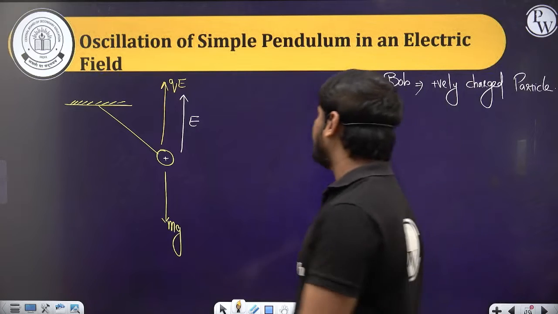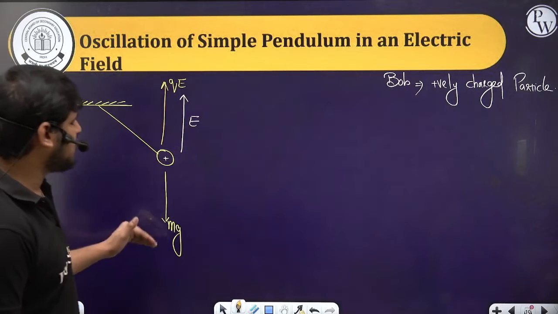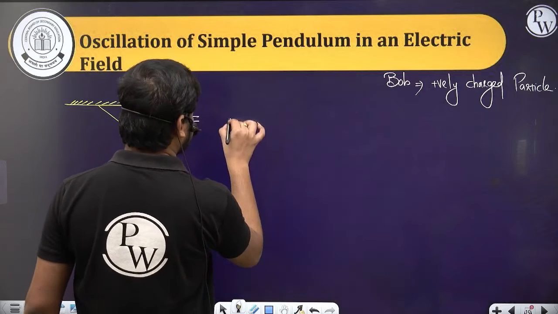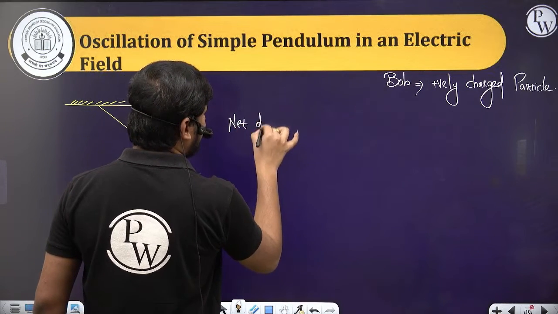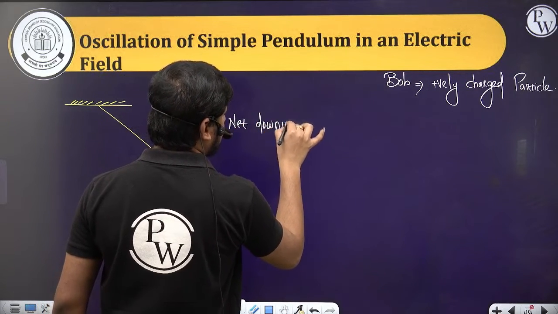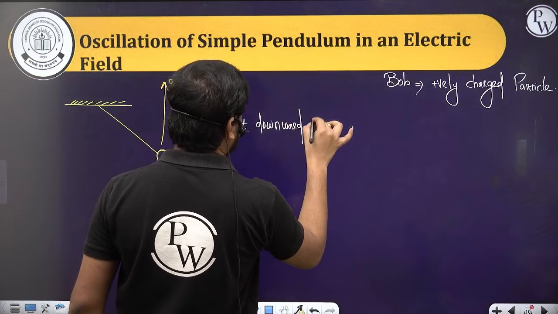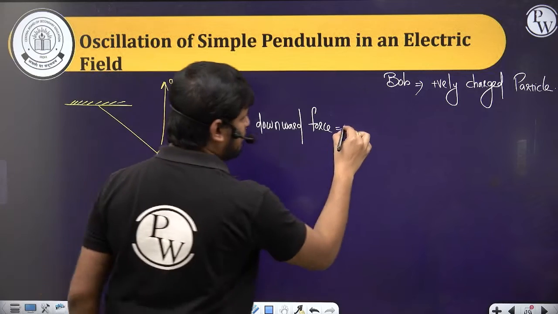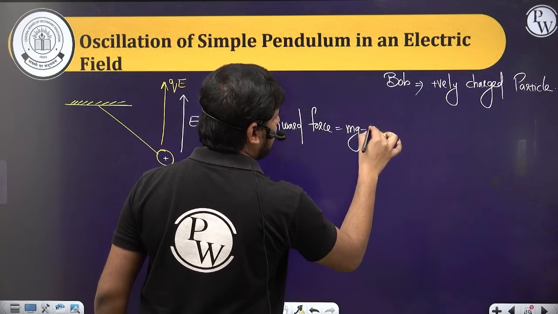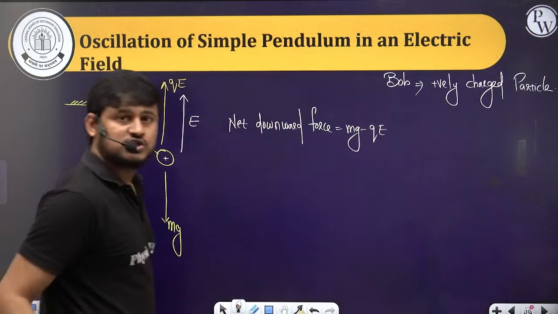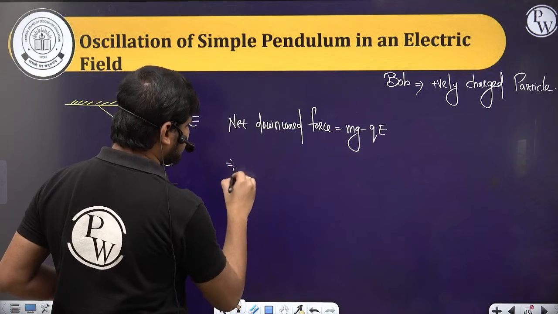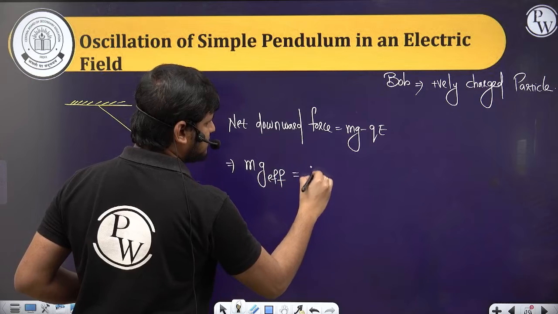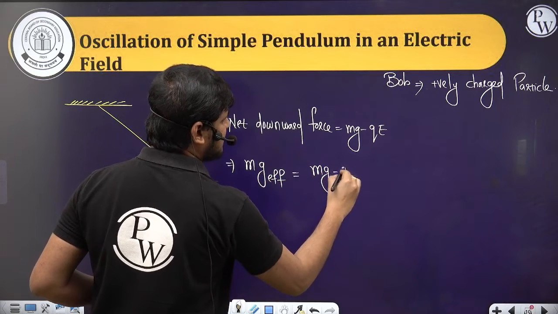So now where is the net force? The net downward force is mg minus QE. So we write the net downward force as m into g effective, which is equal to mg minus QE.